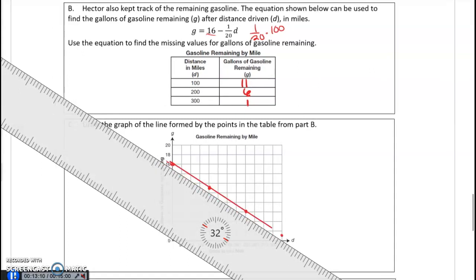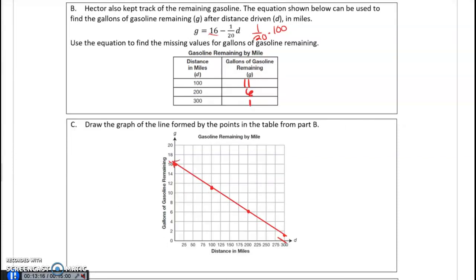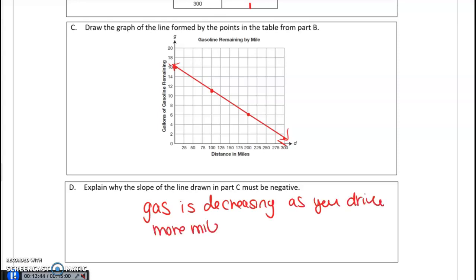All right, and then the last question. Explain why the slope of the line drawn in part C must be negative. So basically, your gas is decreasing, right? So it's going down. Gas is decreasing as you drive more miles. And I'll make my English friends happy and actually make that into a sentence.